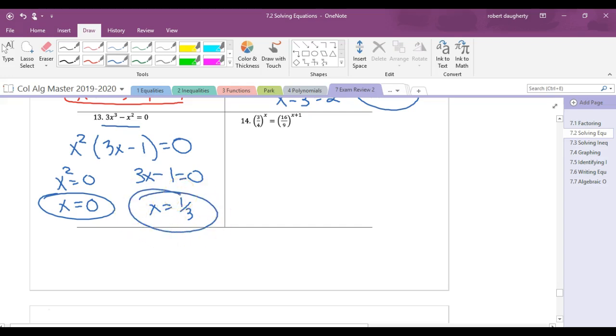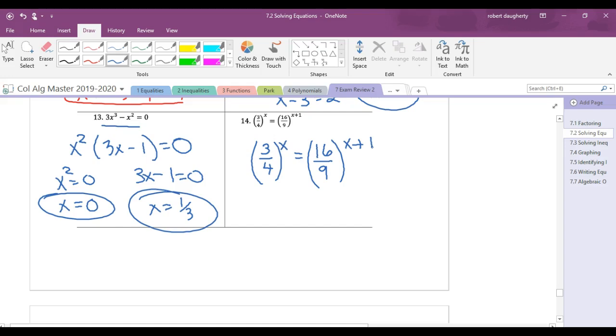Number 14, this is a power equation. My goal here is I want to get on both sides of the equation the same thing raised to a power. So I've got 3/4 to the x equals 16 over 9 to the x plus 1.